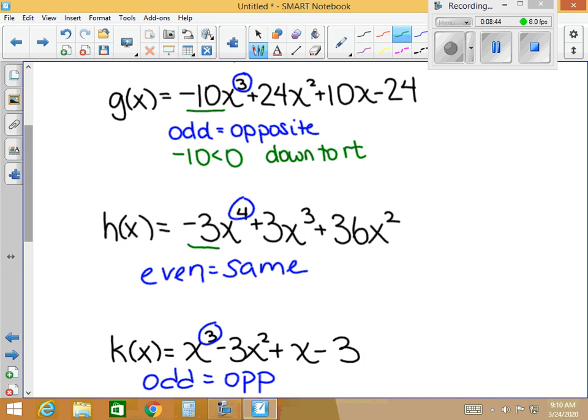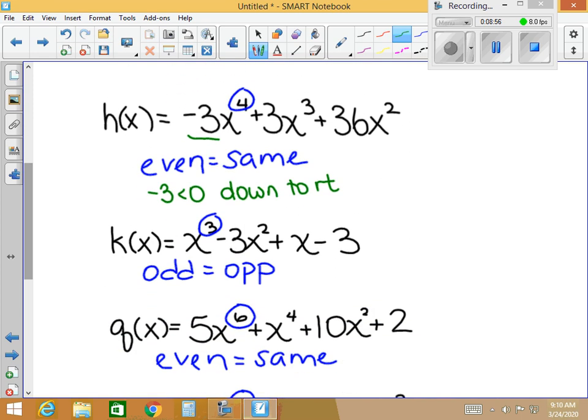As we slide through, for h of x, negative 3 out in front means it goes down as we move to the right. And on k, positive 1 means I go up as I move to the right on my graph. Go ahead and pause your video here and go through the rest from Q on down. Make sure that you know what happens as we move to the right on the graph. And then when you've got those all written down, unpause the video and I'll scroll through so you can check your work.